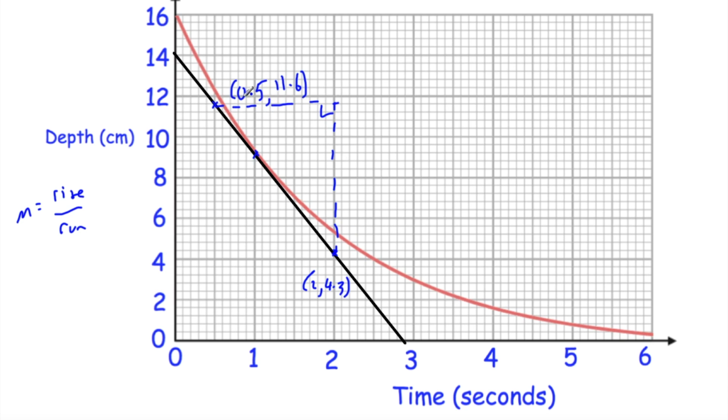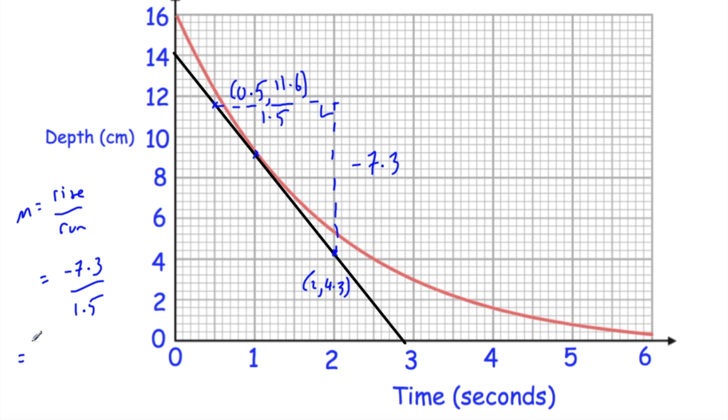In terms of the run, we're going from 0.5 across to 2, so the run is equal to 1.5. For the rise, we're going from a height of 11.6 down to 4.3, so the rise is negative, because we're going down by 7.3. So the run is 1.5 and the rise is minus 7.3. The gradient is the rise divided by the run, so it's minus 7.3 divided by 1.5.